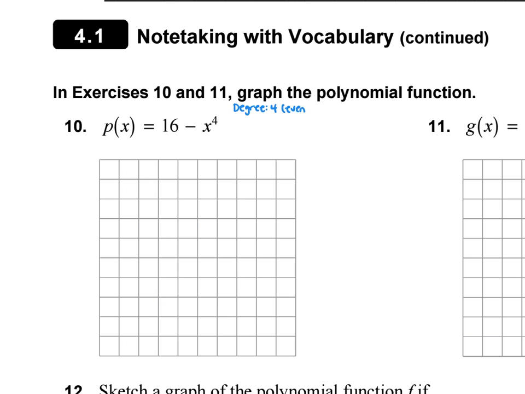And the leading coefficient is -1. We know that the end behavior indicates that this graph should fall on the left side and it should fall on the right side. Okay, now let's go ahead and create a table of x and y values.